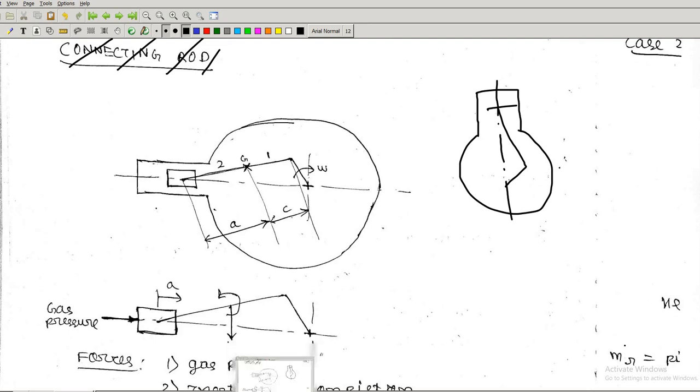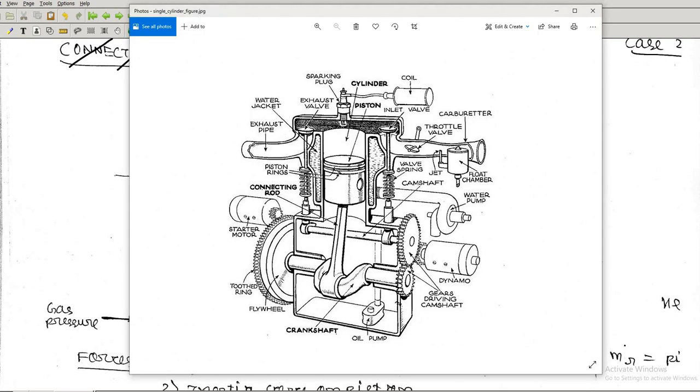So this is the figure actually. This is the crankshaft. So the crankshaft is like this. This is the crankshaft, and this is the connecting rod. This is the bearing for the crankshaft. This is the piston, this is the connecting rod, and this is the cylinder.